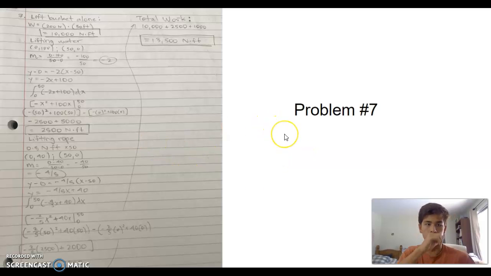Okay, problem number 7. It was a work problem. So for the first part, you asked what the amount of work it would take to lift the bucket alone. So the bucket weighed 200 newtons, 50 feet. Work is force times distance, so 200 times 50 is 10,000. So then after that, I wanted to solve how much work it would take to lift the water.